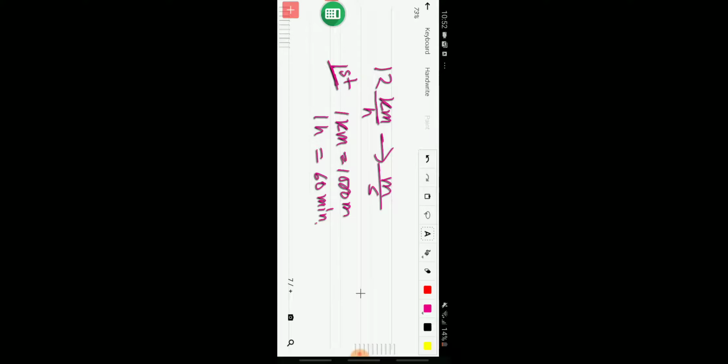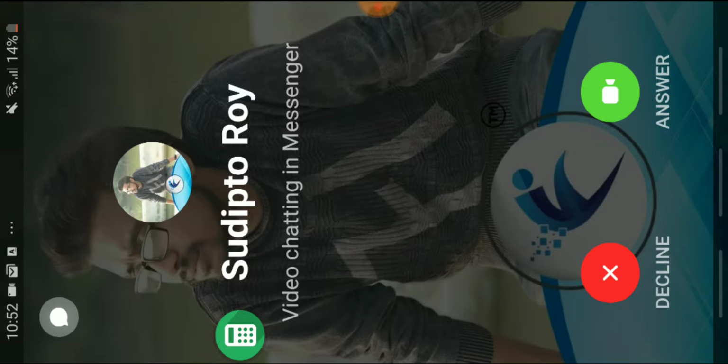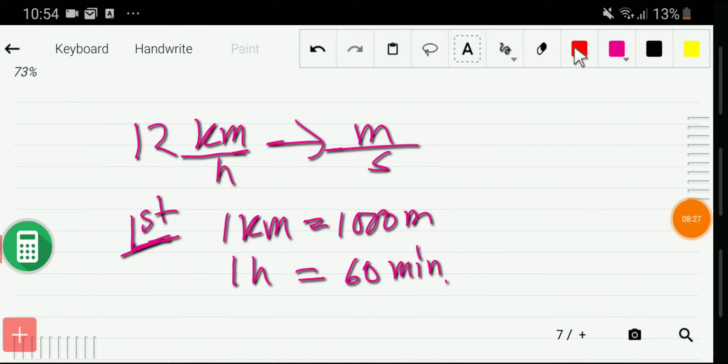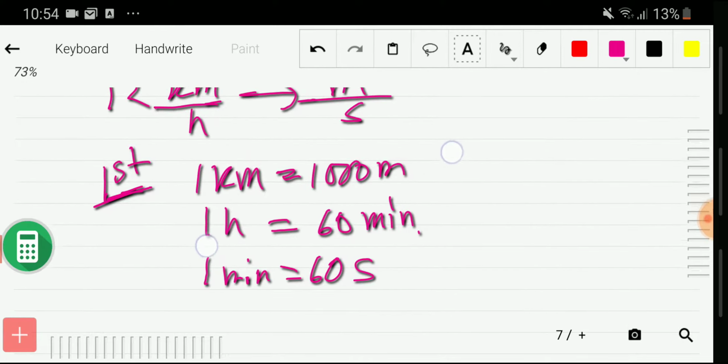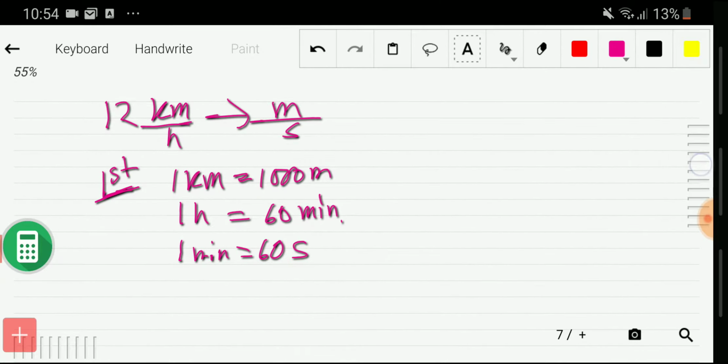And then we have the relationship of minute with second. So let me write the relationship here. 1 minute equals 60 second. So we have already gotten the equivalence between units.